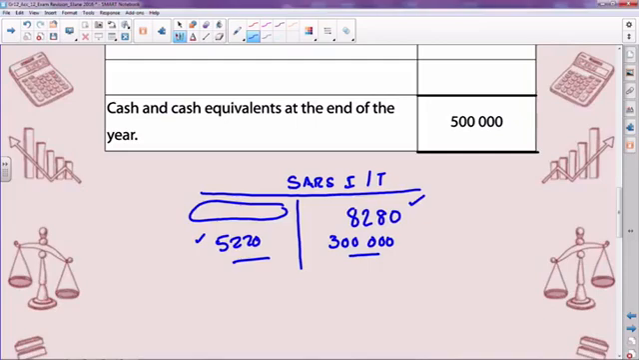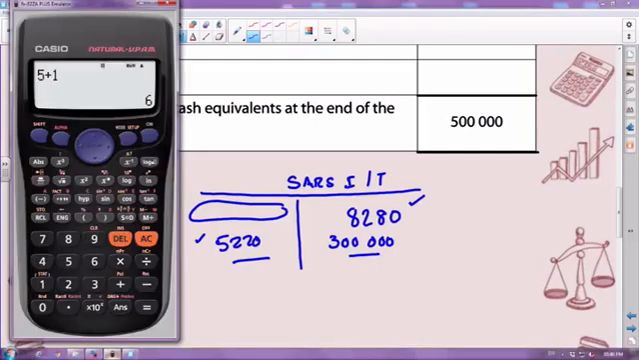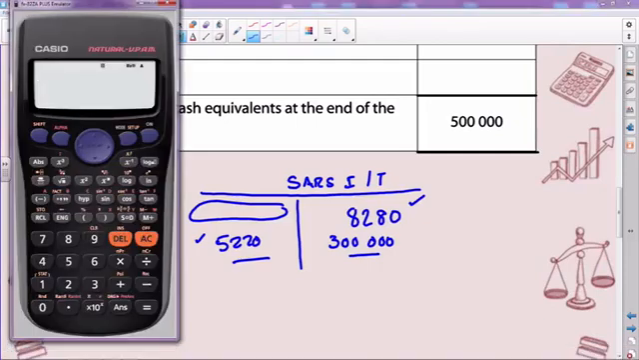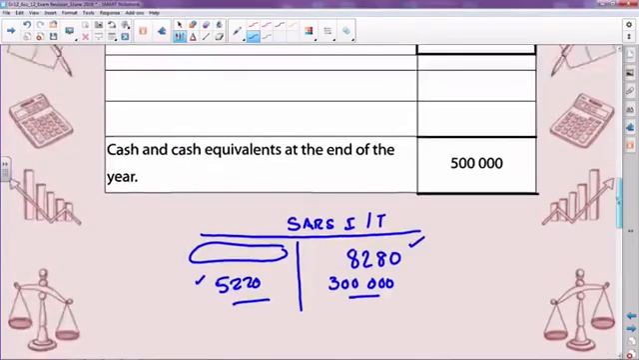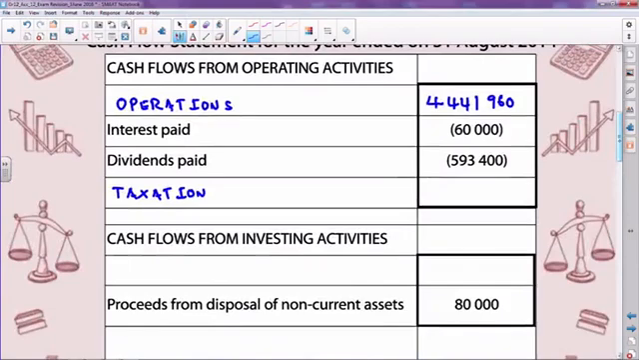Let's do the missing figure. Let's calculate it. So we've got 300,000 plus 8280 minus 5220, and this will give me a figure of 303,060. Immediately I tell myself 303,060. That's my taxation paid.